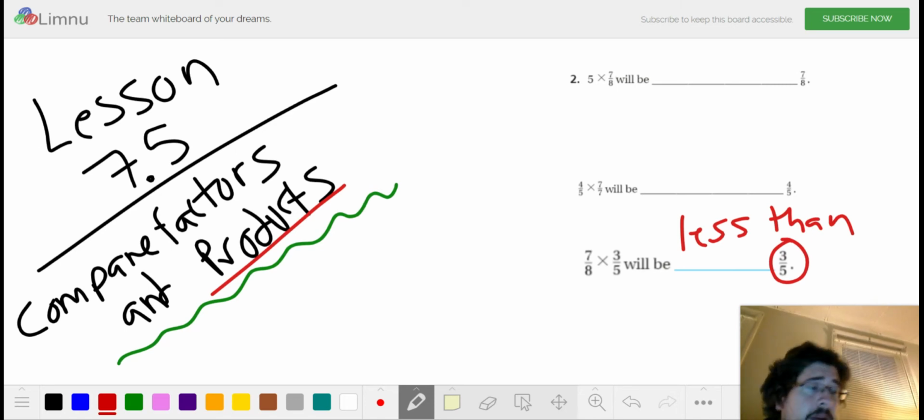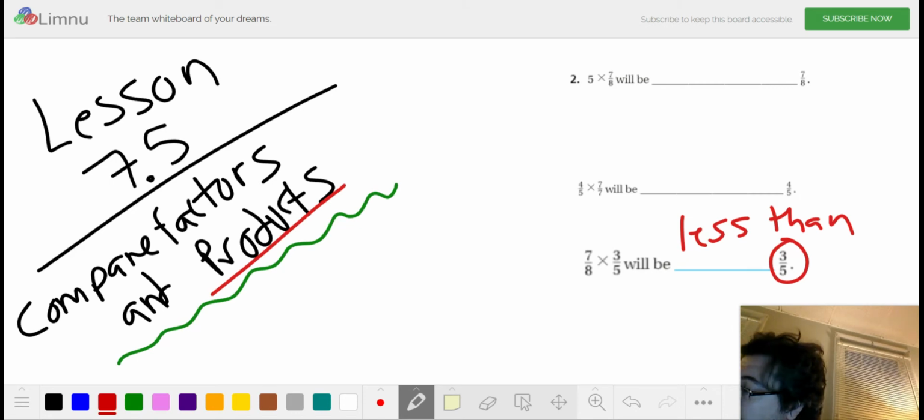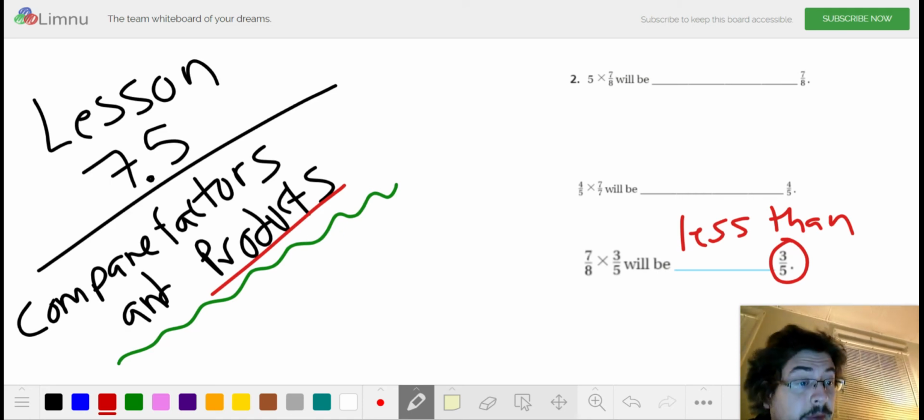Now, there's another way that you can do this. And in your Go Math book, if you look at page 447, you'll notice that there was a model of multiplying a whole number by a fraction.